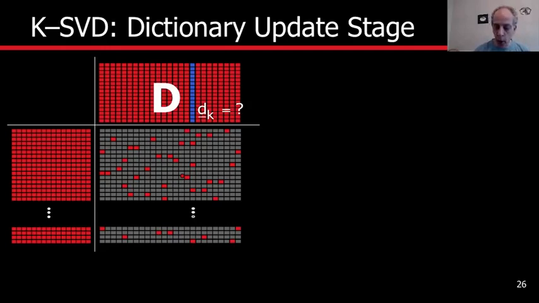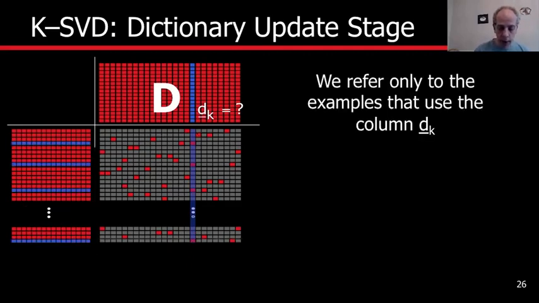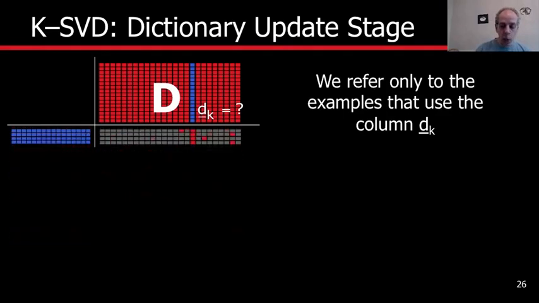So basically we pick one atom, and we look at all the signals that are using it. Okay? Just those that are using that atom. We have one here, another here, another here, another here, and so on. Remember, this is our data, and this is our matrix, the sparse code. So we take all of them, and we forget about everybody else.